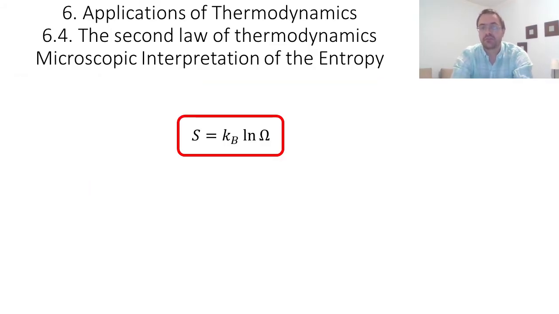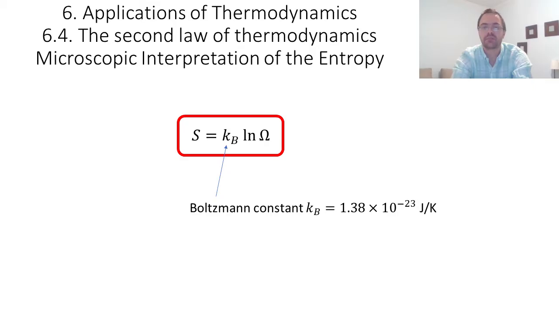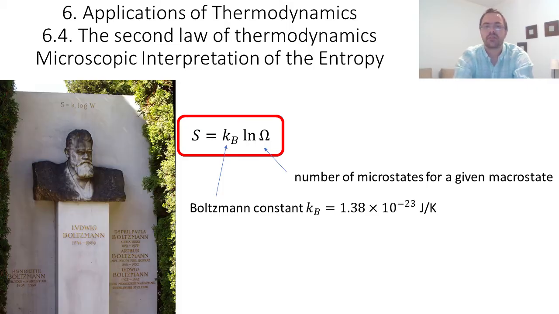And so this quantity is entropy, and it is related to the number of microscopic states by the relation that S is equal to Kb ln of omega. So in this relation, Kb is the Boltzmann constant, which is equal to 1.38 times 10 to the power minus 23 joules per Kelvin. And omega is the number of microscopic states for a given macroscopic state. This relation was found by Ludwig Boltzmann, and it is written at the top of his gravestone where he was buried in Vienna.